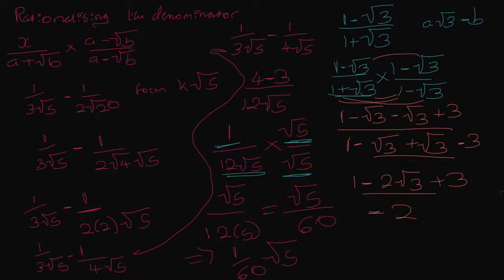So now what's next? Well, we'd have 4 minus 2 square root of 3 from here, 1 plus 3 being 4, over minus 2. And now what we need to do is we need to factor out the minus 2 and then divide, okay? So we'll do that now.